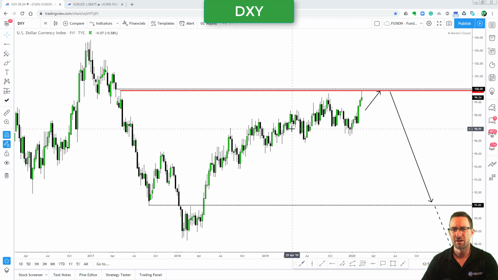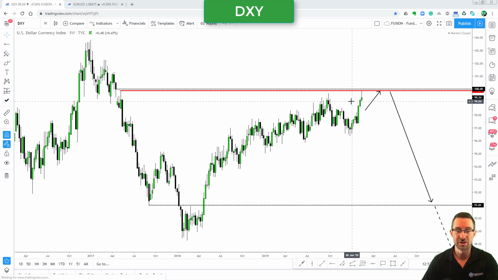Now we came up to about 99.91 I believe, but since then we had quite a big reaction, and this is now definitely looking like it could potentially start reversing. Even though we just missed the 100 level, we're definitely going to start looking at the dollar pairs and see if we can find some setups.